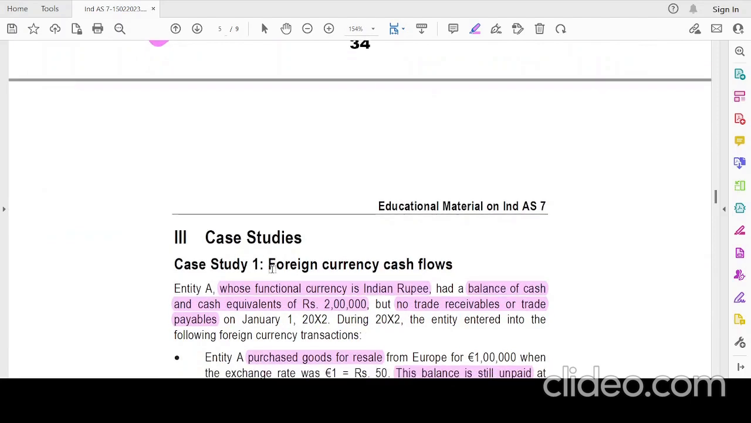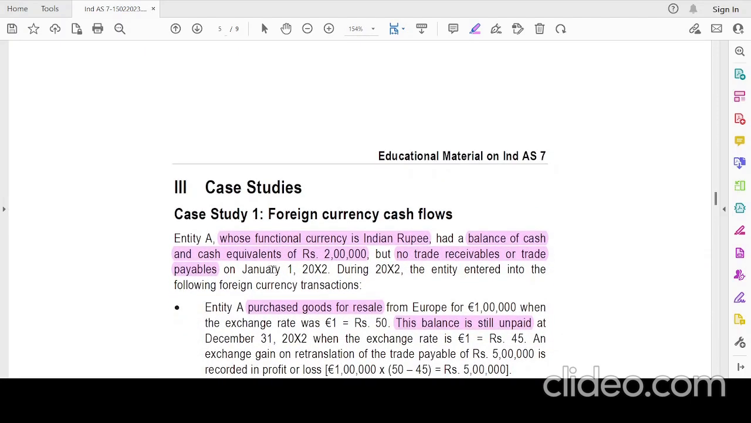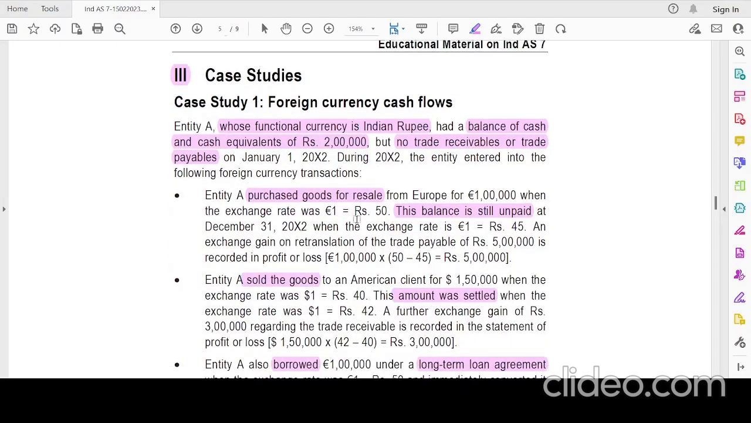Now, we have two important case studies in the education material for the examination. So let's discuss those. One is with respect to foreign currency, the other one is with respect to subsidiary. Give me 5-10 minutes, we'll complete this also.